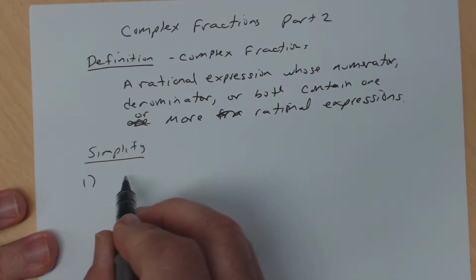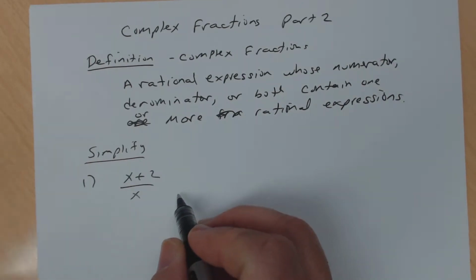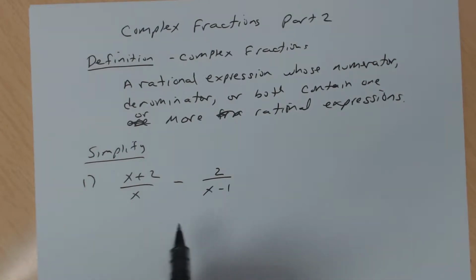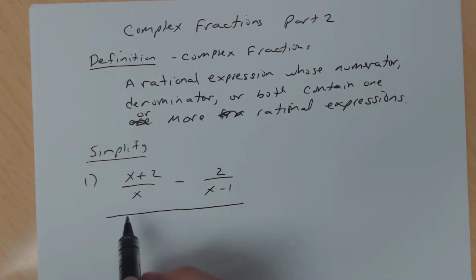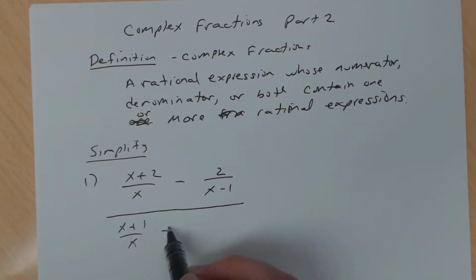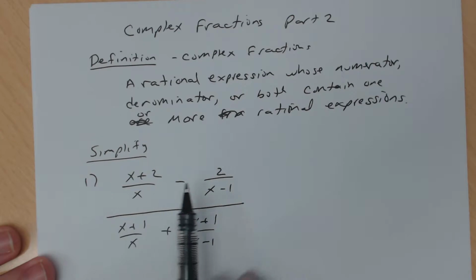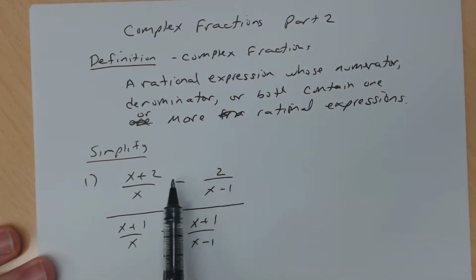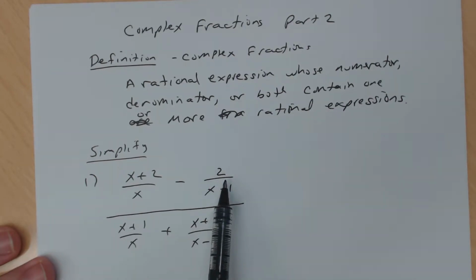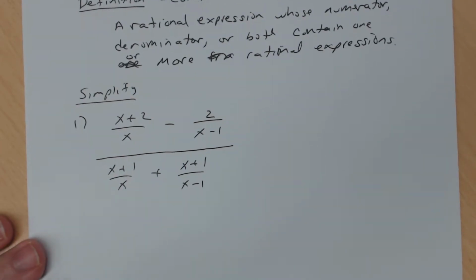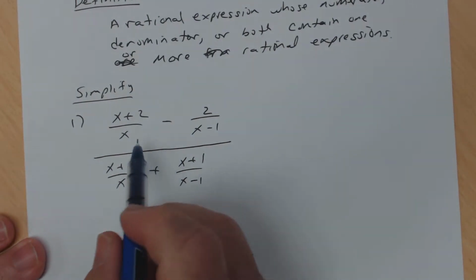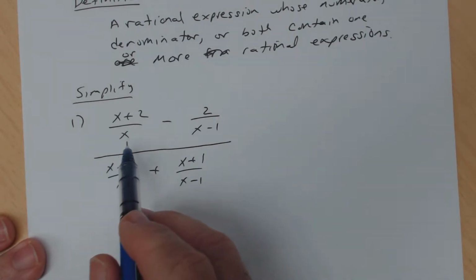So you have (x plus 2)/(x minus 2)/(x minus 1), and that's all being divided by (x plus 1)/(x) plus (x plus 1)/(x minus 1). Make sure you understand that this is a complex fraction. You have a rational expression whose numerator contains one or more rational expressions, and whose denominator contains one or more rational expressions. It doesn't have to be both; it could just be the numerator or the denominator that has one or more rational expressions.